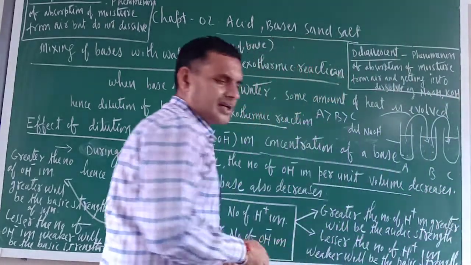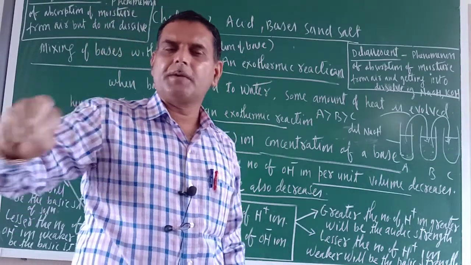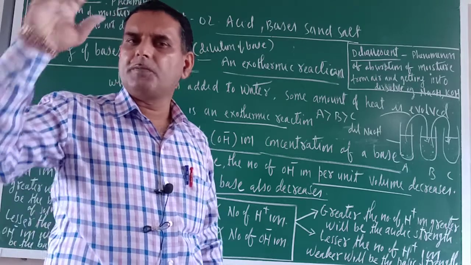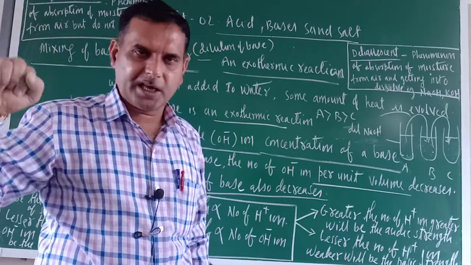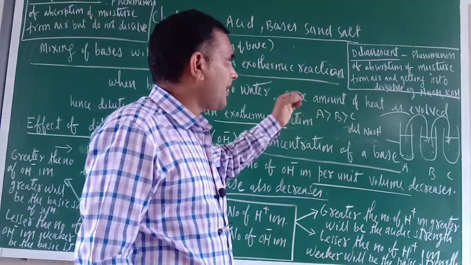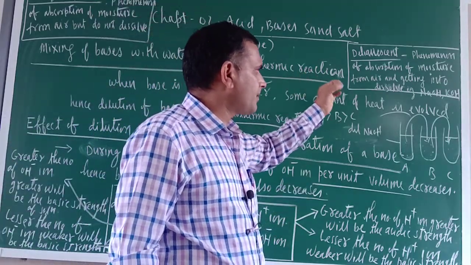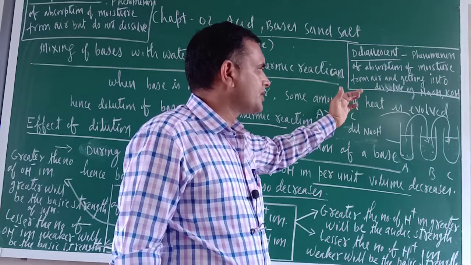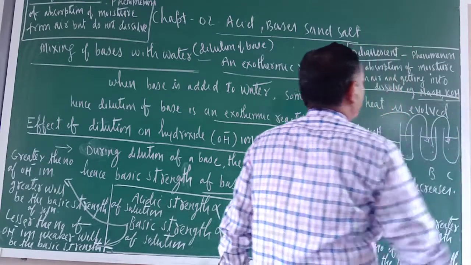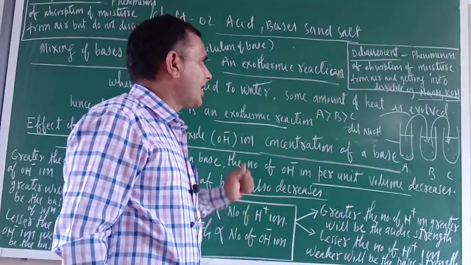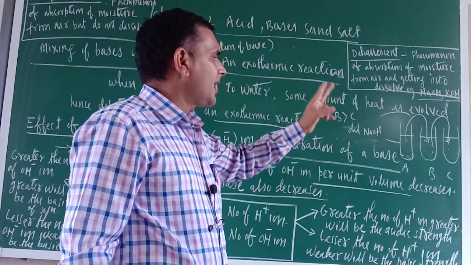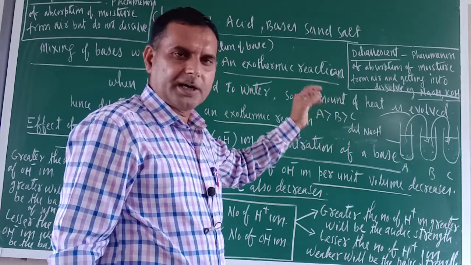Okay. What is this one? Just a very simple thing. You keep any substance in the open. What will it do? It will absorb the moisture from the air and it will dissolve into it. So what is this one? Phenomenon of absorption of moisture from air and getting dissolved, that is called deliquescent substance.